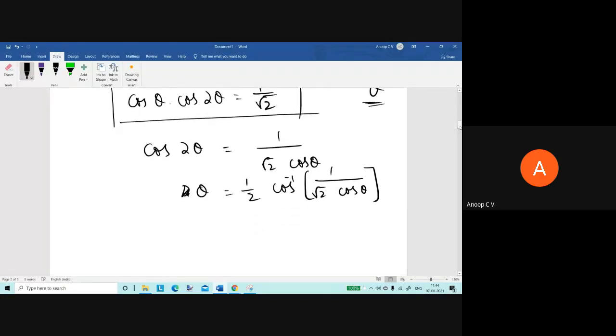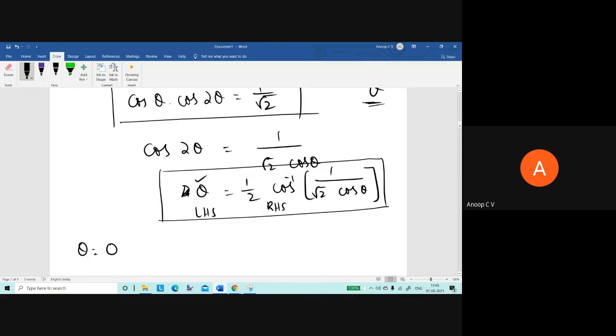What is the alternate method? First, what should I do? I have one equation, this is LHS and this is RHS. What I should see iteratively is for what value of theta LHS becomes equal to RHS. Initially I'll start by substituting theta equal to 0 on the LHS. So what will be the corresponding RHS? RHS will be cos inverse of 1 by root 2.